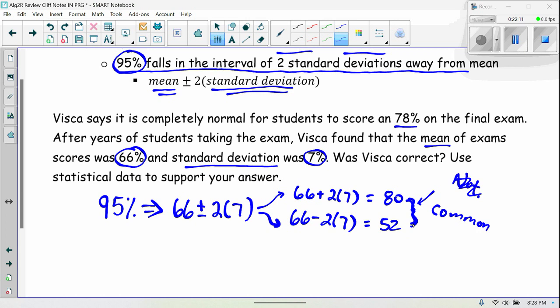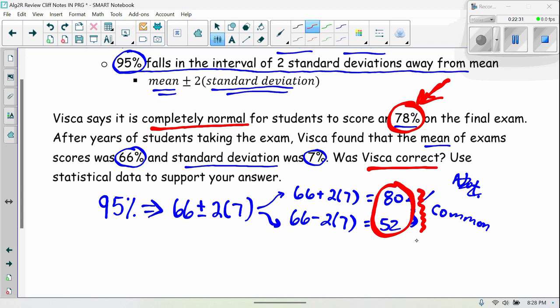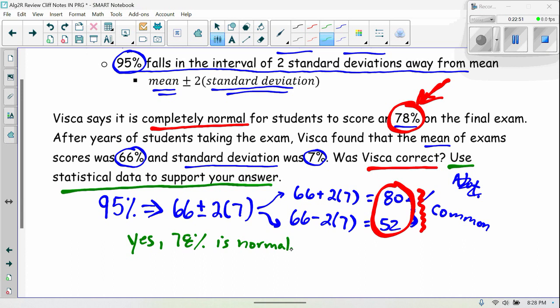So let's look back at the problem. Visca says it's completely normal to score a 78. Is 78 between 52 and 80? Yeah, it is. So was Visca correct by saying that this is normal? Yeah, because everything in here is normal. So use statistical data to support your answer. Ready? Let's answer it. Yes, 78 percent is normal. That's the answer. Now let's use statistical data.